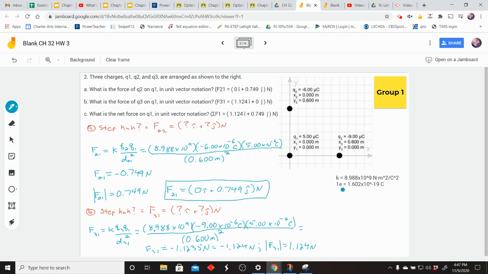And which way is this really going? So Q1 and Q3, we have a positive and a negative charge. So it's an attractive force. We have opposite charges. So if Q3 is attracting Q1, it's pulling it to the right. So that means this force is straight to the right, which means when we write this out, F31 is equal to all of its force. The only component of this is going straight right. So that means it is 1.124 I hat, because that is straight to the right, plus 0 j hat.